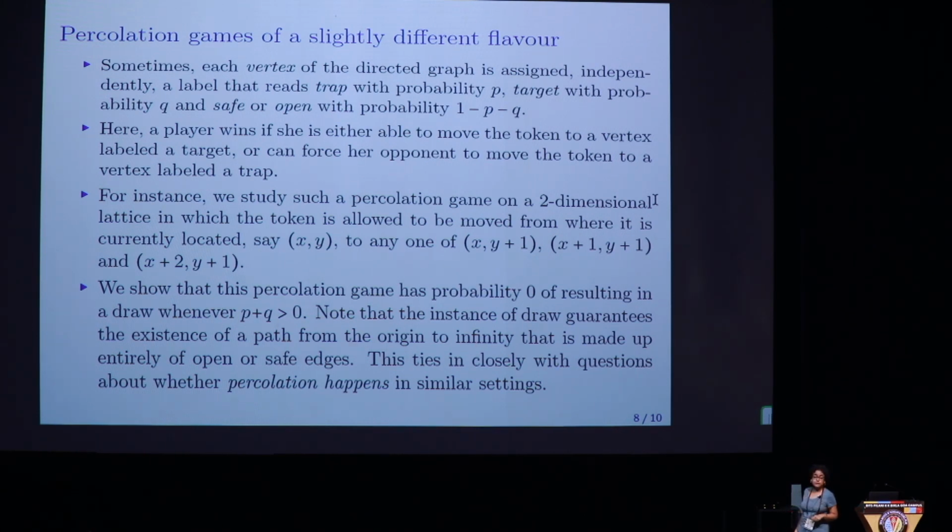And here we actually do have a complete result. We are able to show that the percolation game that we were considering, and this is a very recently accepted paper and a very favorite one of mine, the probability of draw is 0 whenever P plus Q is strictly positive. Okay, so that's a very stunning result in the sense of how fast this phase transition happens.